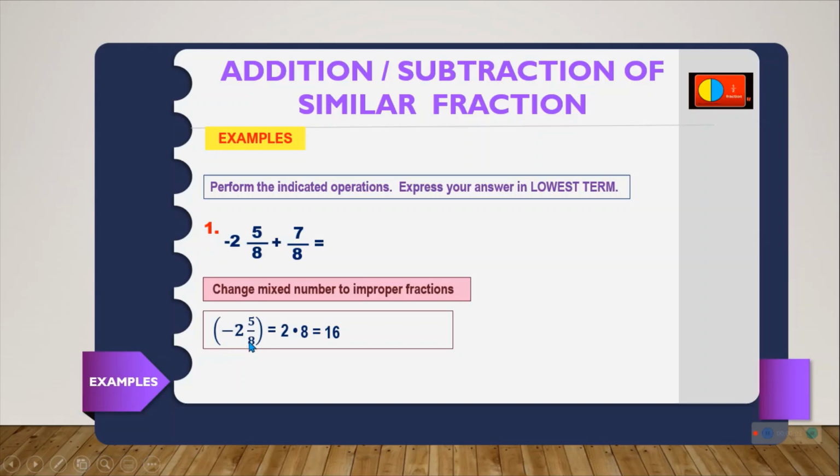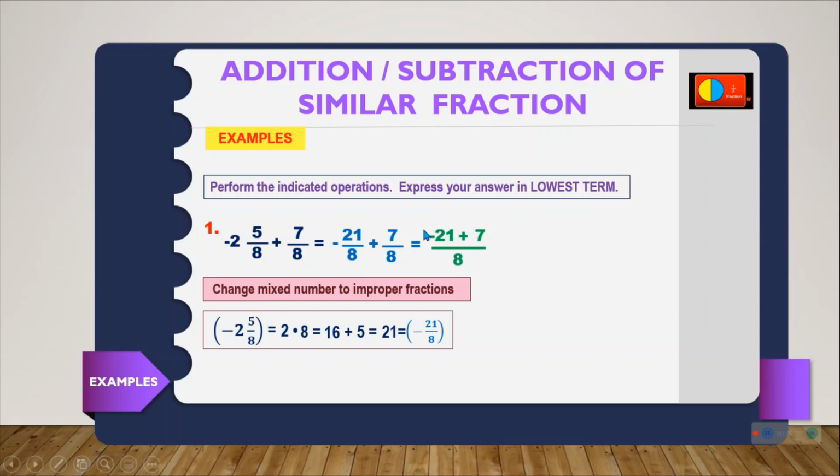So, 2 times 8 is 16. Then, we will add the numerator 5. So, 16 plus 5 is equal to 21. Now, the 21 becomes the numerator, then copy the denominator, then copy the sign. So, the equivalent improper fraction of negative 2 and 5 over 8 is negative 21 over 8, plus 7 over 8 is equal to, we add the numerators, and then copy the denominator.